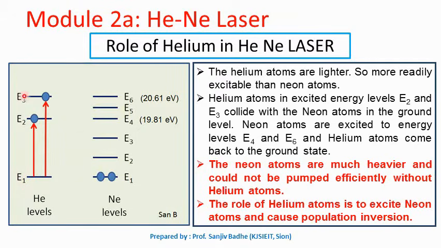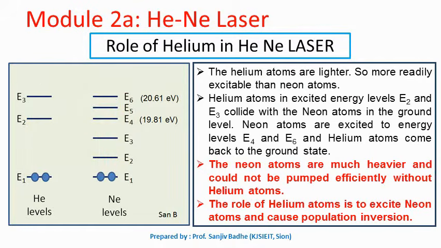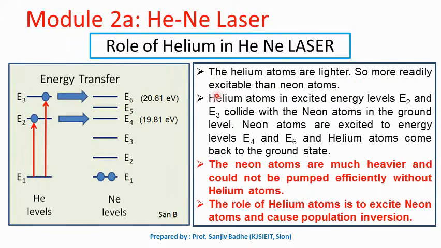So what are helium atoms doing here? They are helping the neon atoms to get excited to the higher energy levels. So why are we not exciting the neon atoms directly? Because neon atoms are comparatively heavier and could not be pumped effectively. Helium atoms are lighter and therefore they are more readily excitable than neon atoms.